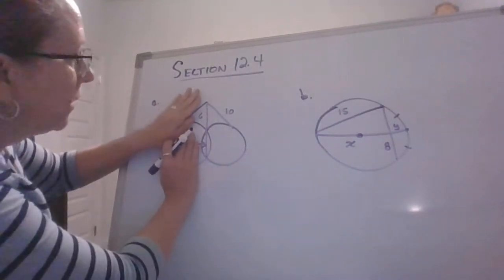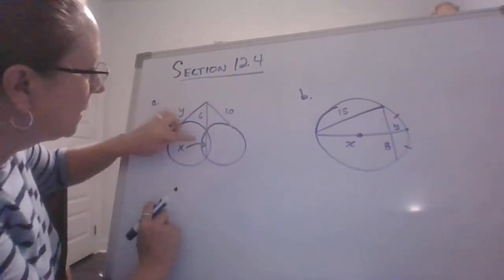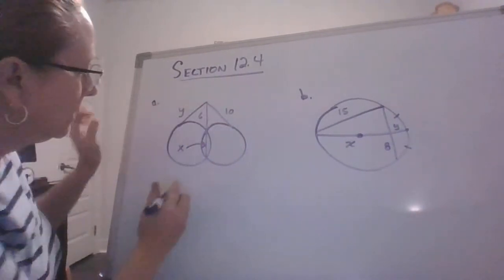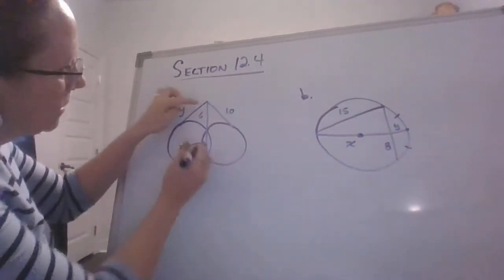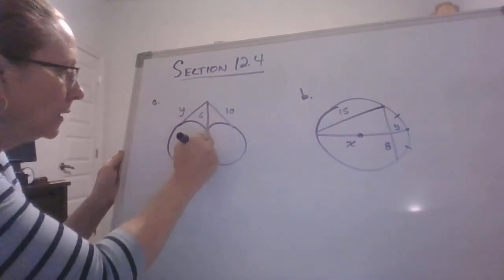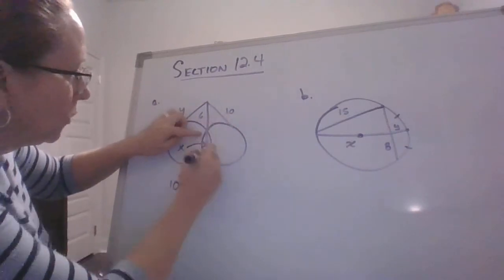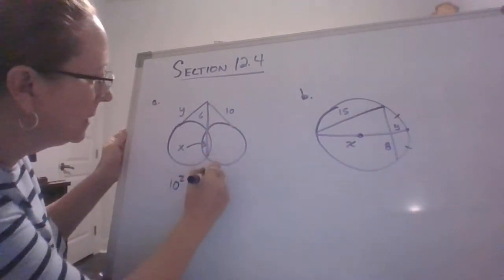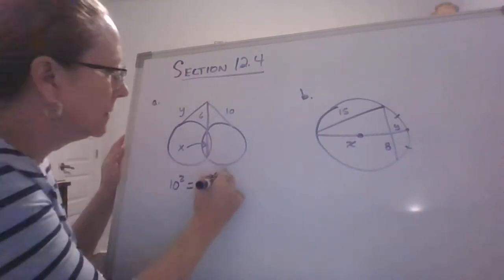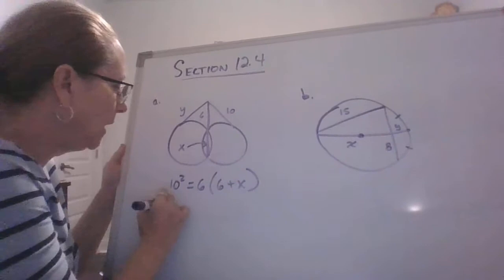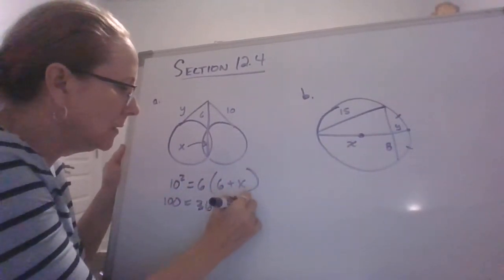Well, first I'm going to ignore this original circle, the first one on the left, and focus in on the tangent. And remember, our tangent is squared. And then take our secant here. The external secant segment is 6. It's external to this circle. And multiply it by our total secant, 6 plus x. So we get 100 equals 36 plus 6x.